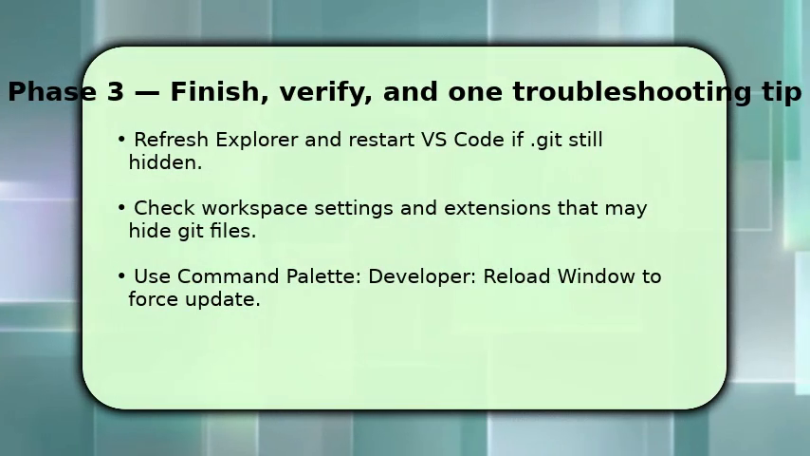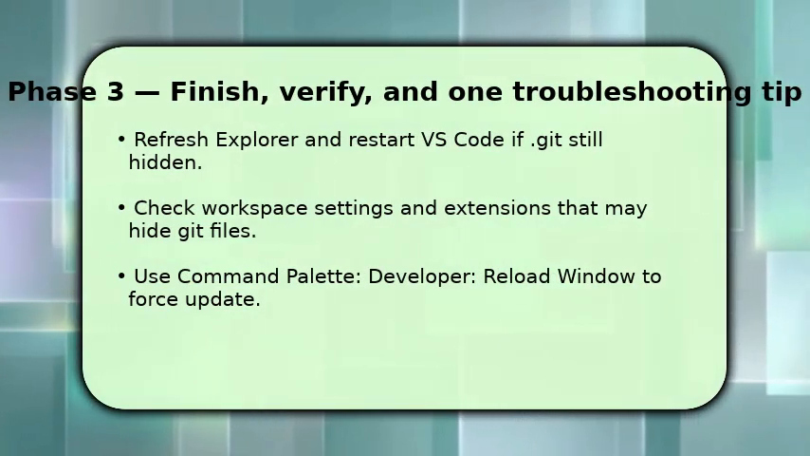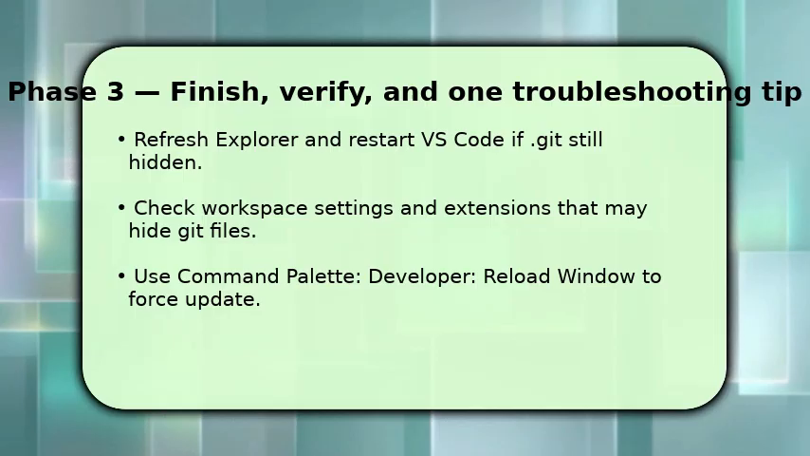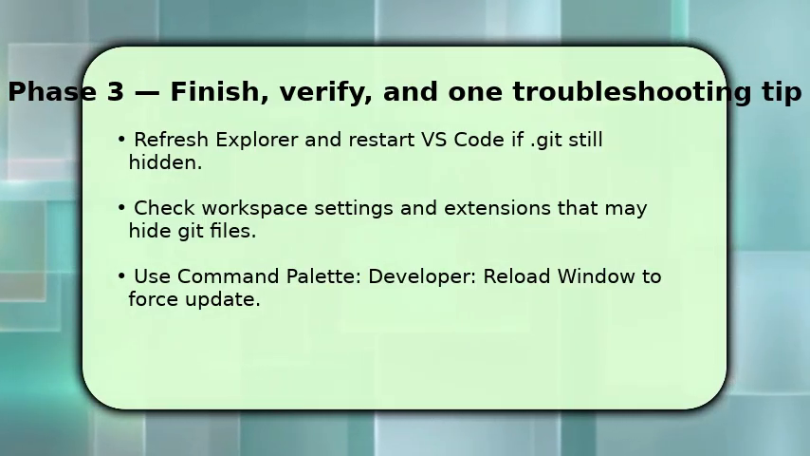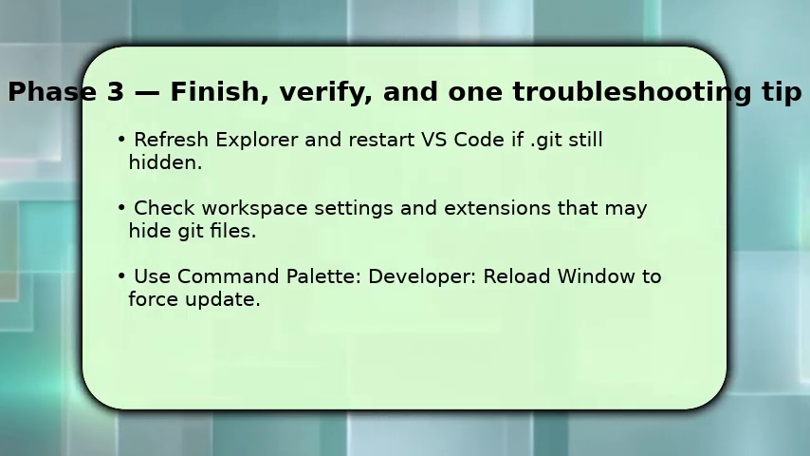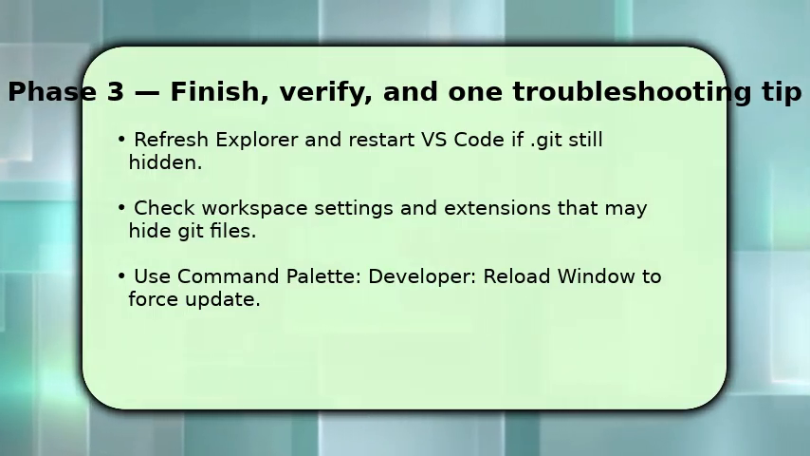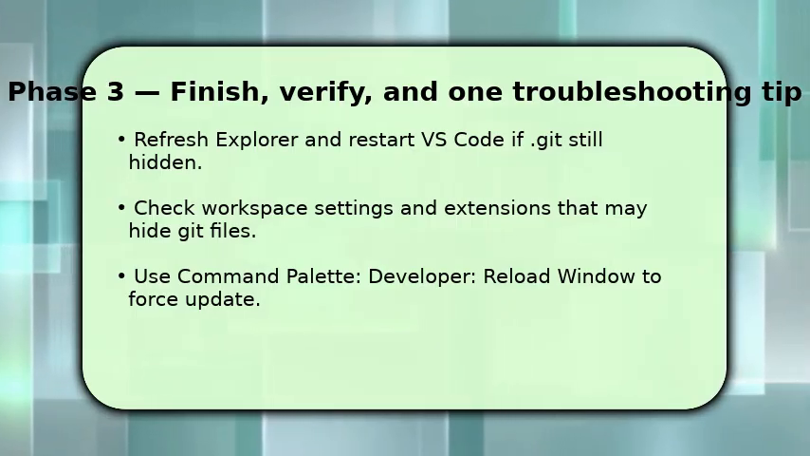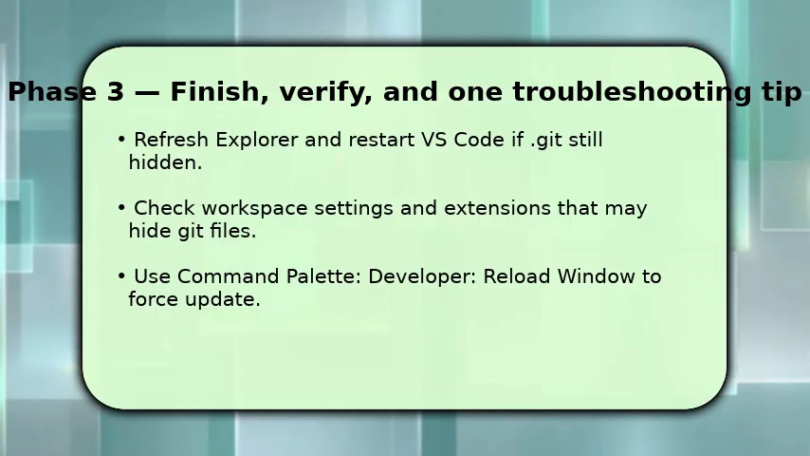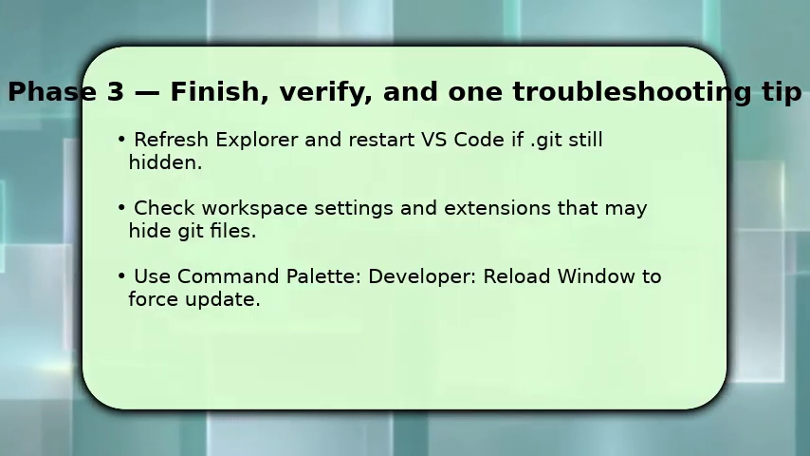Finish by confirming visibility and handling common failures. Check the Explorer immediately. If Git remains hidden, reload the window via Command Palette with Developer: Reload Window. Also inspect workspace settings in .vscode/settings.json, and look for extensions like GitLens or file tree plugins that can hide Git metadata. Disable them temporarily to test.